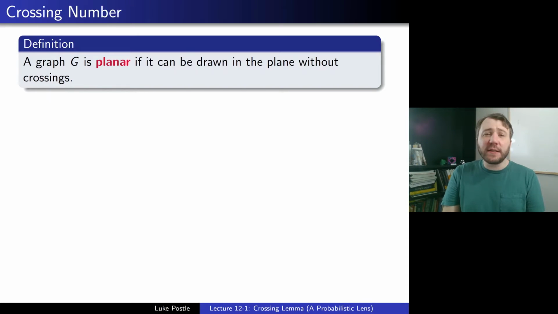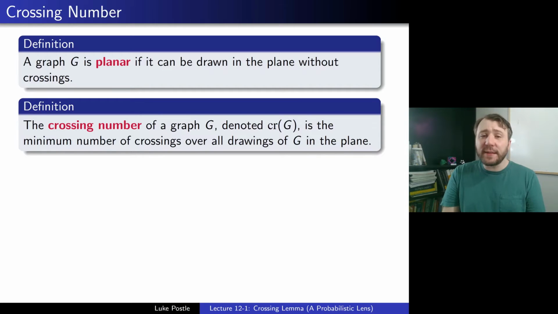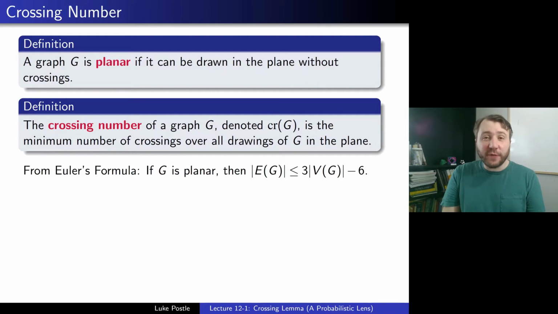Recall that a graph G is planar if it can be drawn in the plane without crossings. The crossing number of a graph G, denoted CR(G), is the minimum number of crossings over all drawings of G in the plane. From Euler's formula, you might recall that if G is planar, then the number of edges is at most 3 times the number of vertices, minus 6.